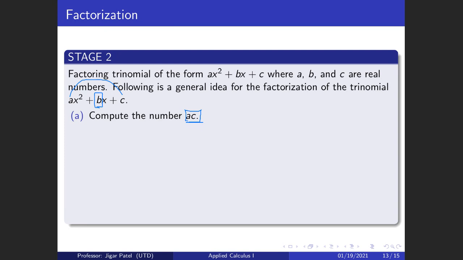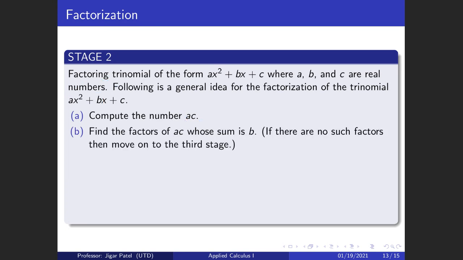want you to find the factors whose sum is the same as B, which is the coefficient of the middle term, right? So that is the second step. Find the factors of AC whose sum is B. All right. You may wonder, what if we don't have any factors of AC whose sum is B? If that is the case, then you need to move to the third stage. All right. Meaning this idea will not work there. All right. You need to go to the next idea of factorization.